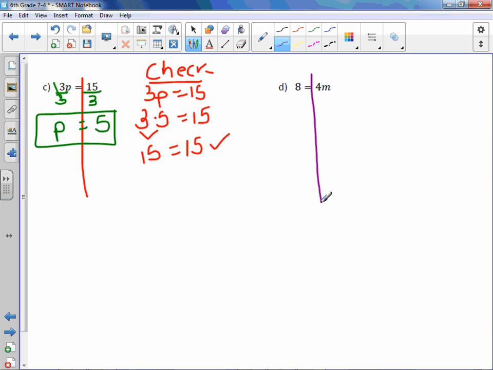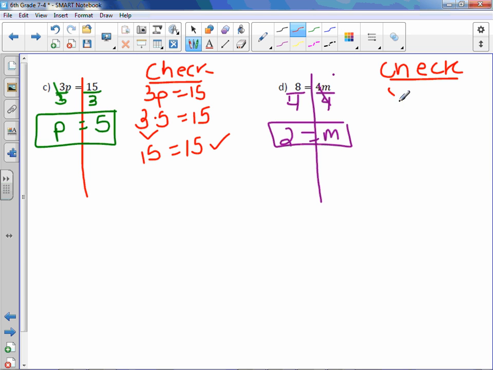Letter D. 8 equals 4m. To get rid of multiplying by 4, we divide by 4 on both sides. Remember, it all depends on where your variable is. In this case, it's on the right, so I need to get rid of the number next to it on the right. So divide by 4. 8 divided by 4 is 2 equals, and those cancel to be 1, and you're left with 2 equals m. For our check, 8 equals 4m. Plug in your solution, multiply, you get 8, so your solution of 2 is correct.